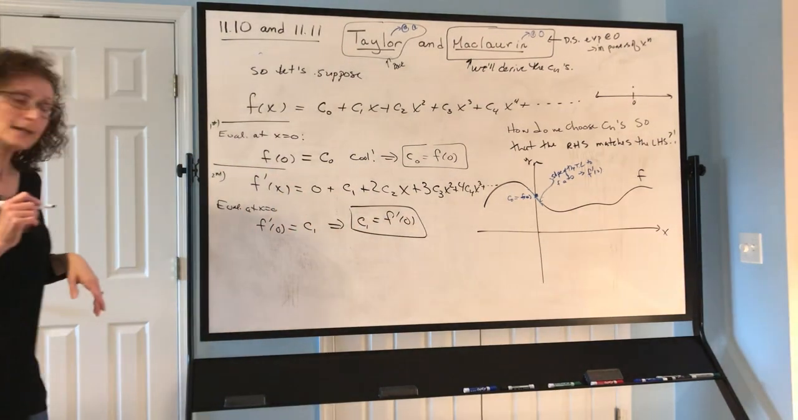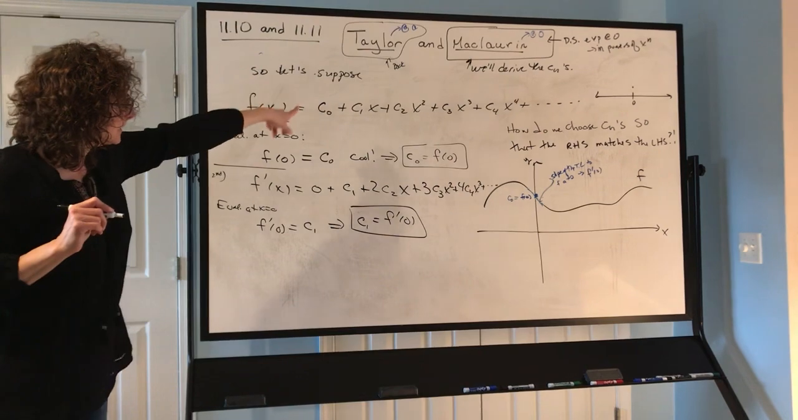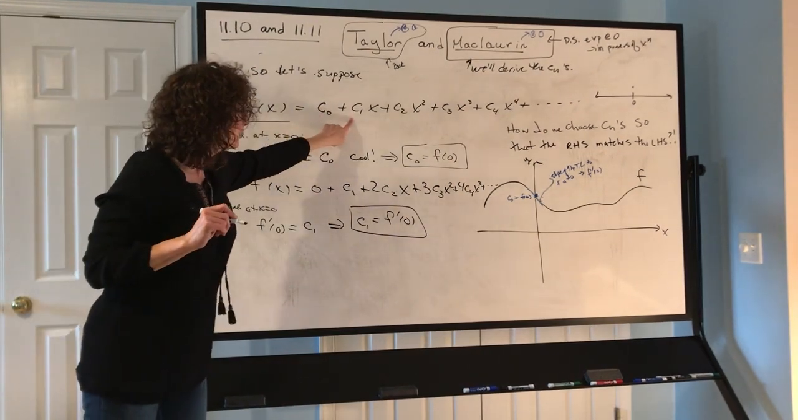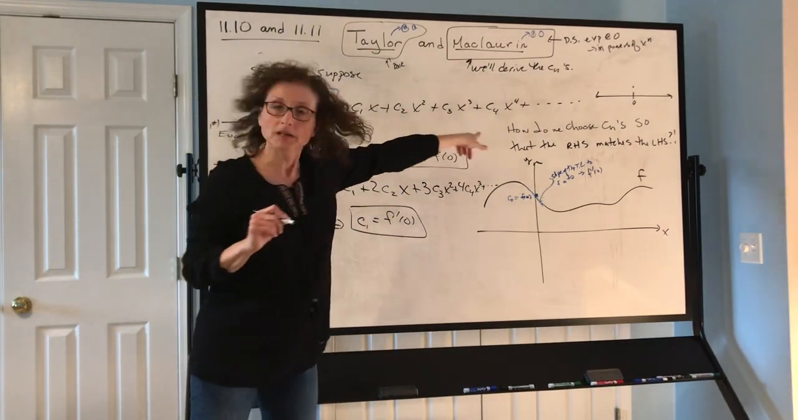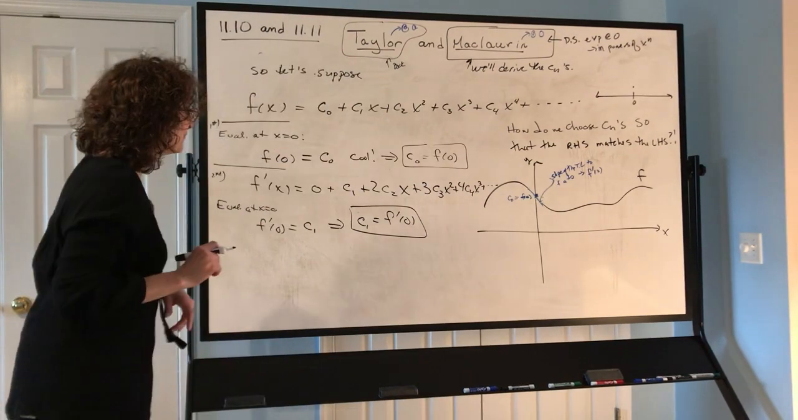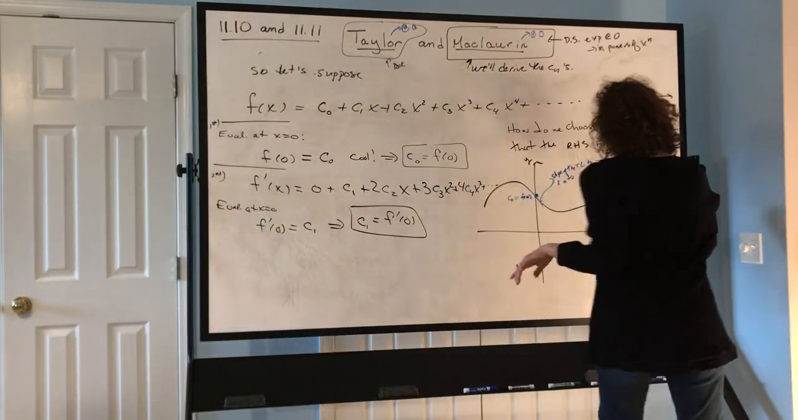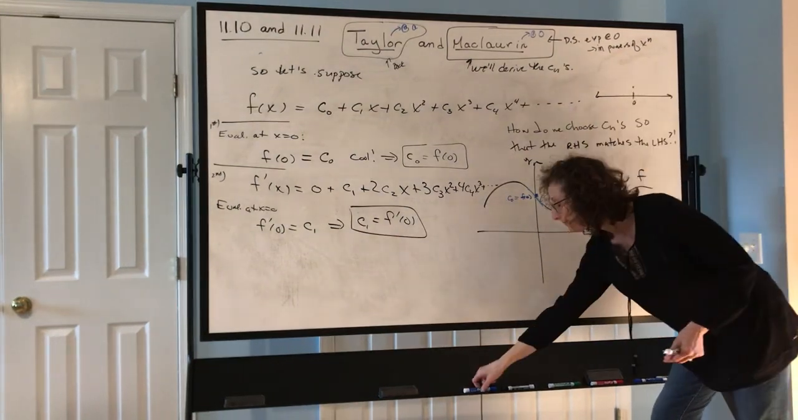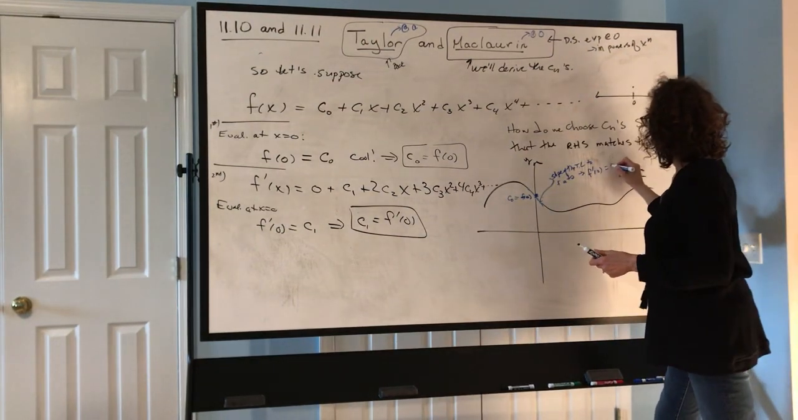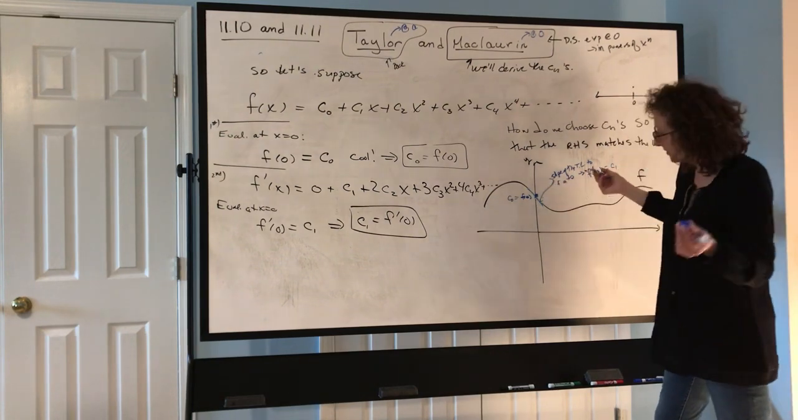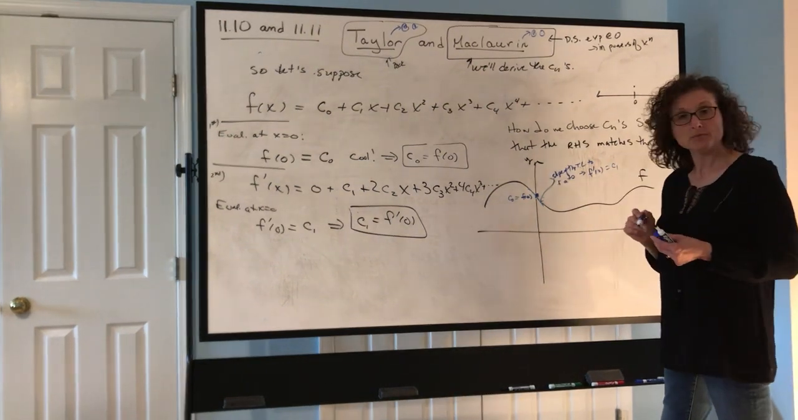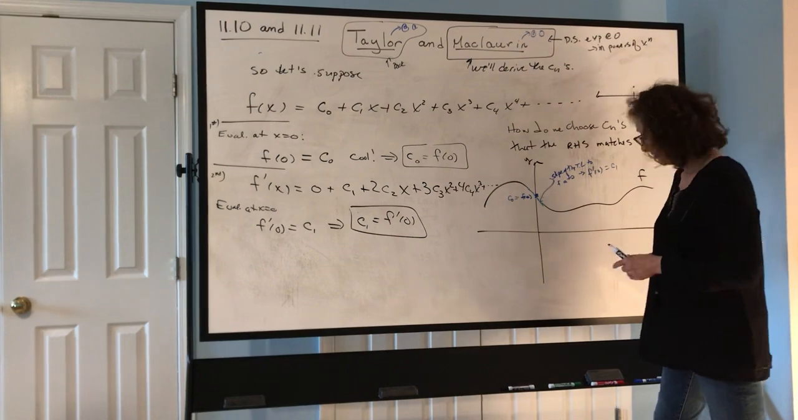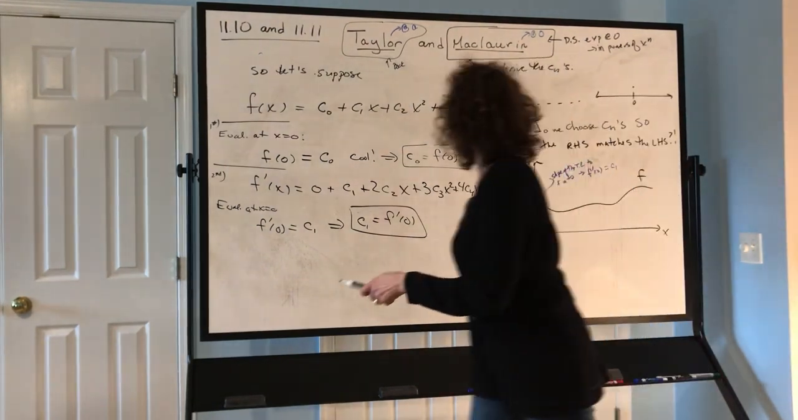Makes sense? Our goal was, so far we've got 2 c's, and we've got infinitely many more to figure out. So what does this mean visually on this graph? c1 needs to be that slope. So visually here, c1 would be a negative number. Does that make sense?